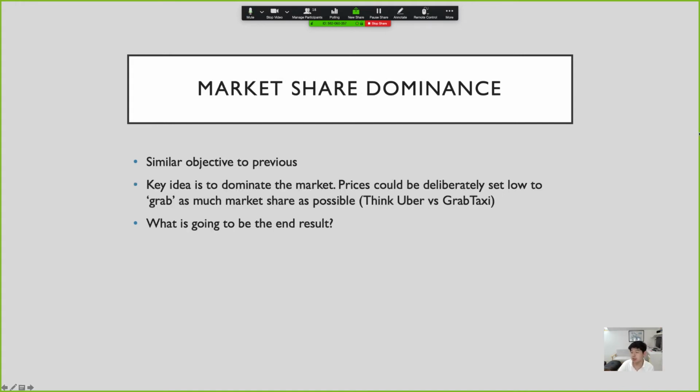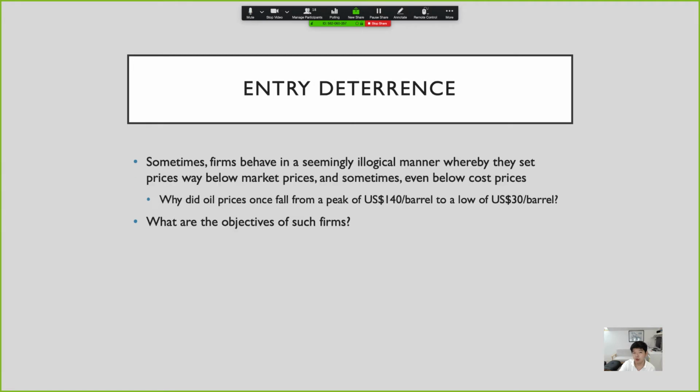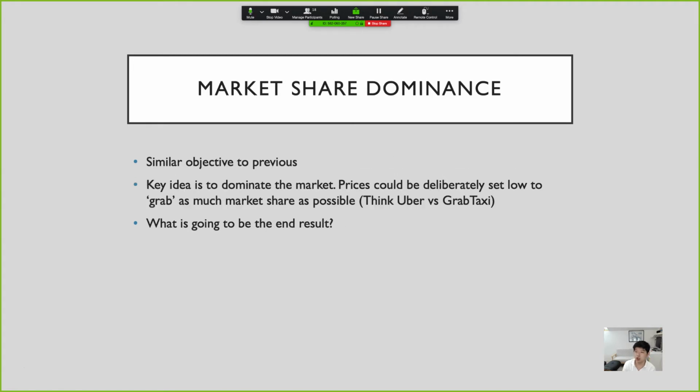Okay, next. Market share dominance is a little bit different from your entry deterrence. For market share dominance, you are trying to compete with firms who are already in the same kind of situation as you are, and you are trying to compete for the most market share possible because eventually you want to be the one with the highest market share so that you can manipulate the market pricing.